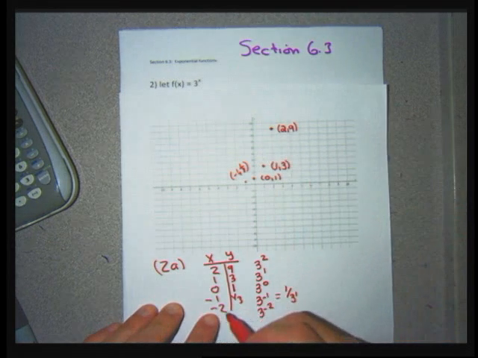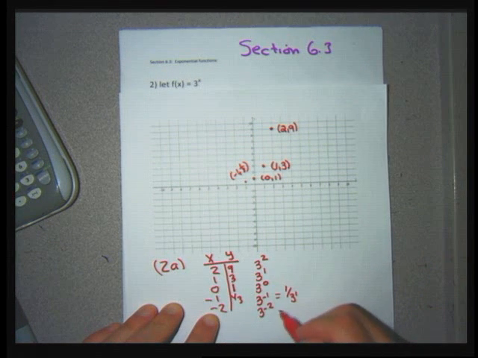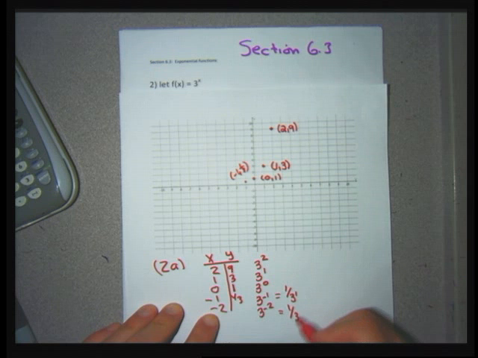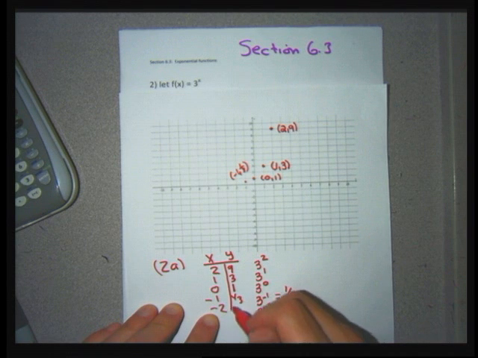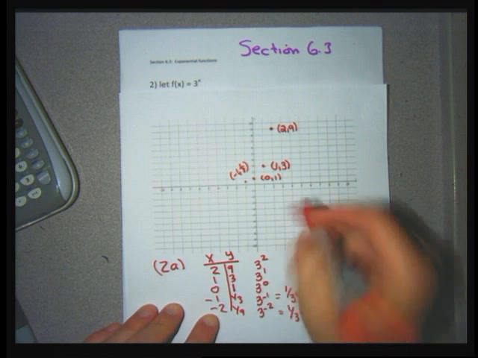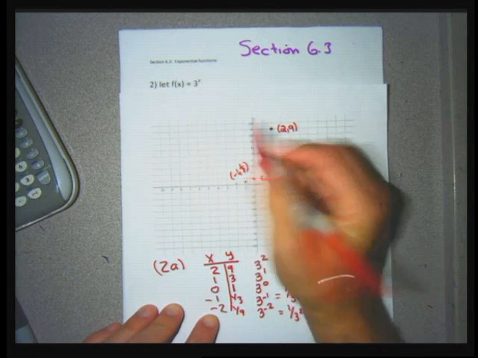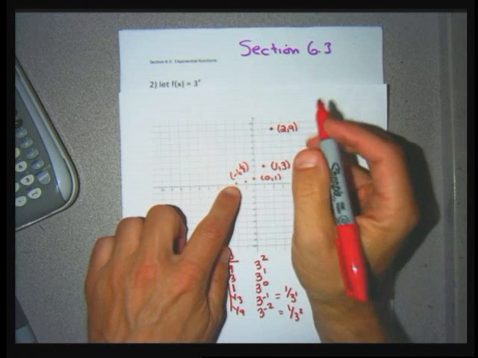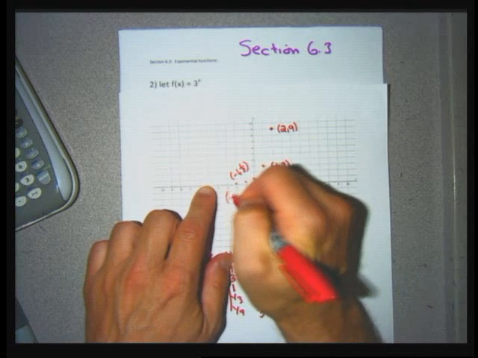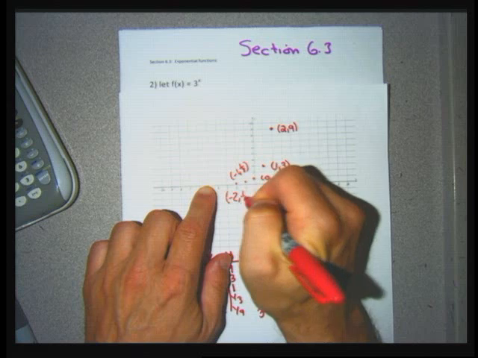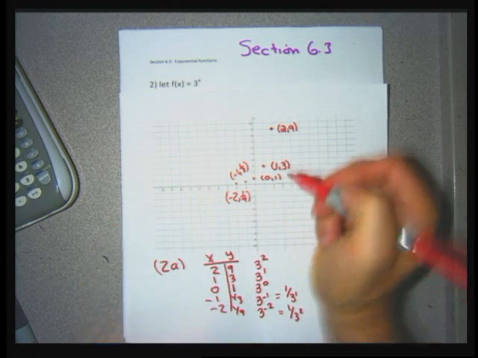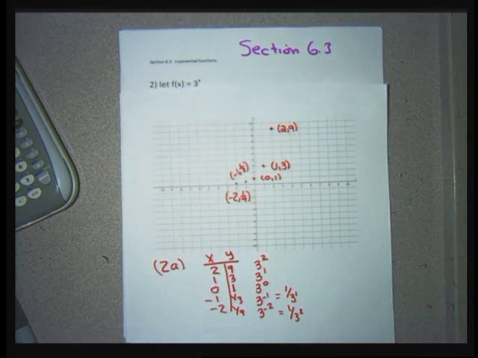The last value I'm going to write is 3 to the -2, and 3 to the -2, if I want to write that with a positive exponent, is 1 over 3 squared. 1 over 3 squared is 1/9. So now I'm going to plot -2 comma 1/9. And 1/9 is even closer to the x-axis. So I go left 2 for the -2 and then up 1/9. And I'm just barely above the x-axis.